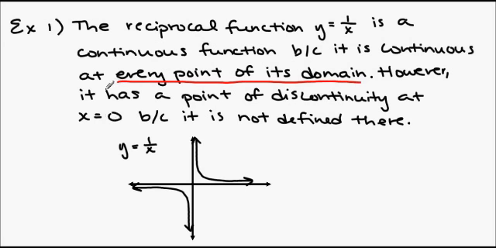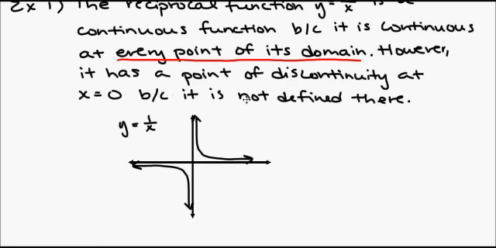However, it has a point of discontinuity at x equals 0. You can see that here. You could not draw this graph without lifting your pencil at x equals 0. The reason it has that point of discontinuity is because the function isn't defined there. If you try to evaluate for x equals 0, you have 1 divided by 0, and as we have been over many times now, you cannot do that. Do not divide by 0.